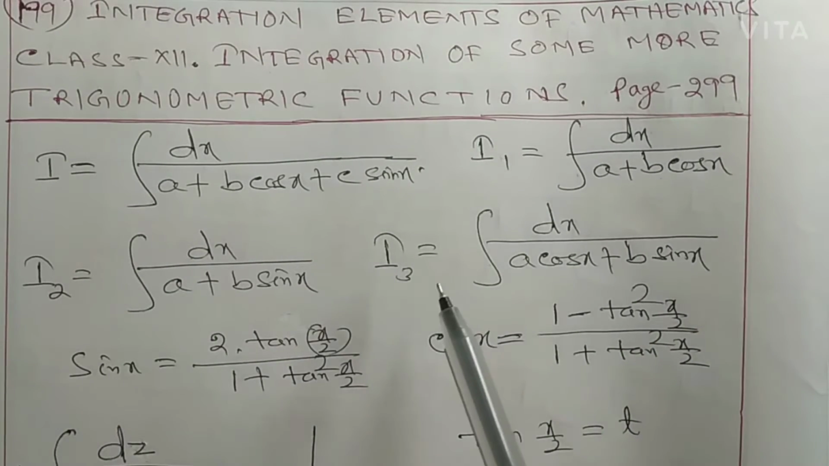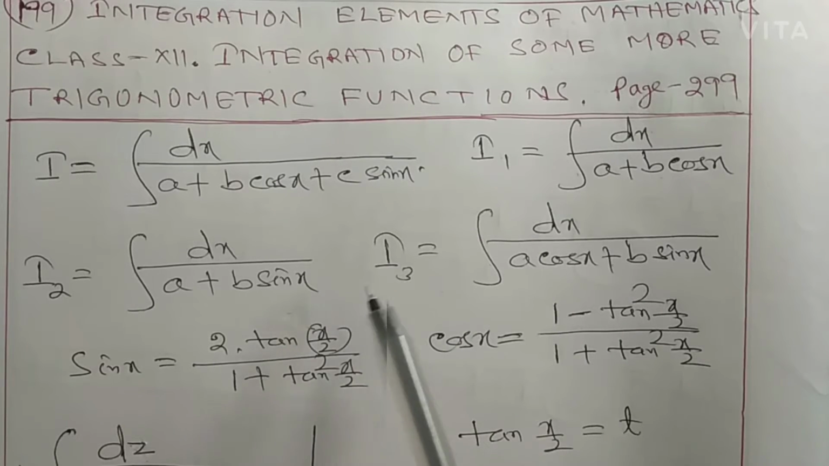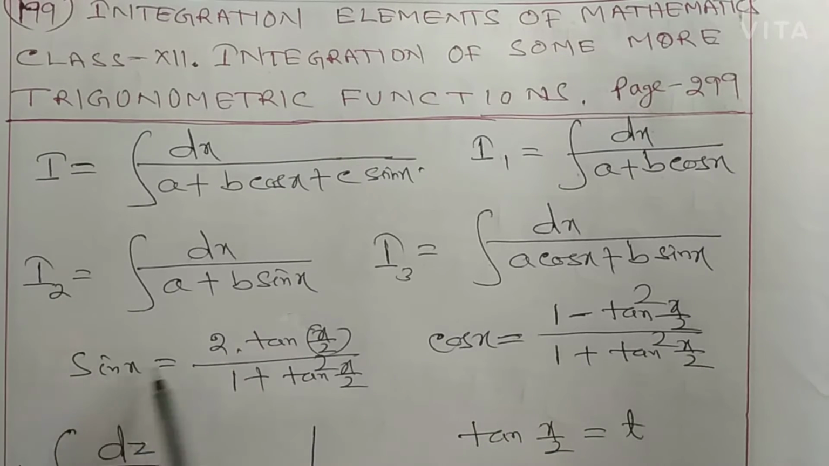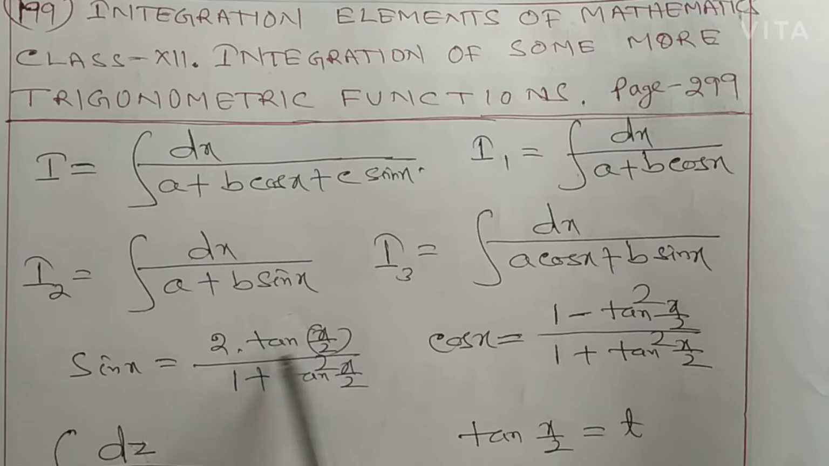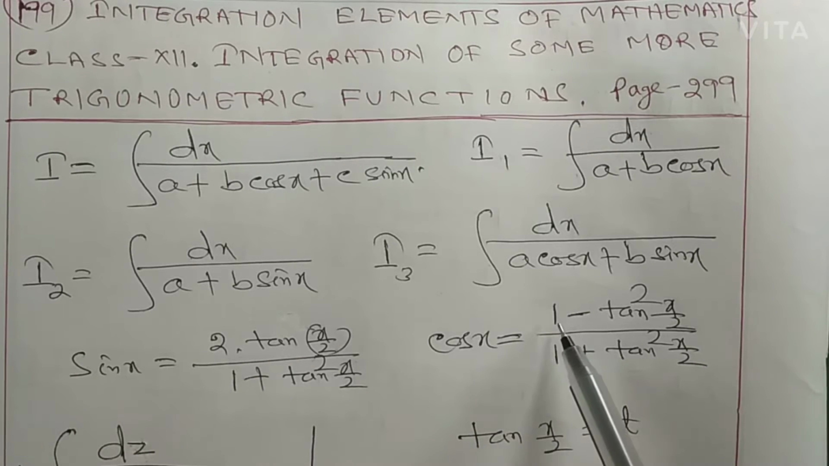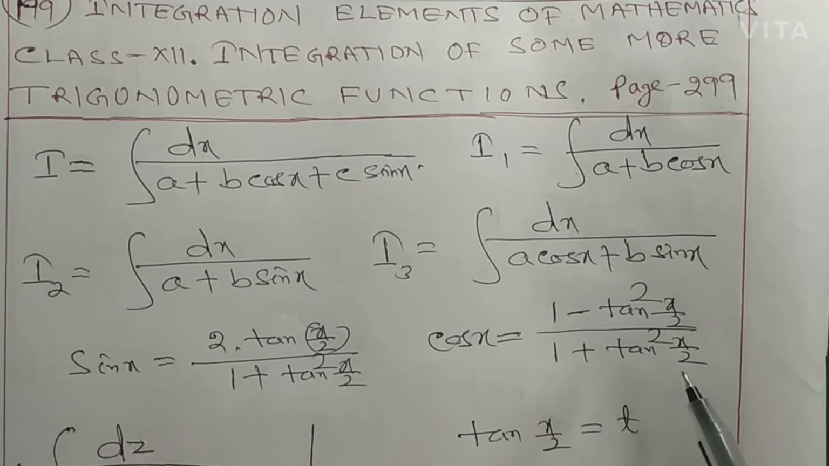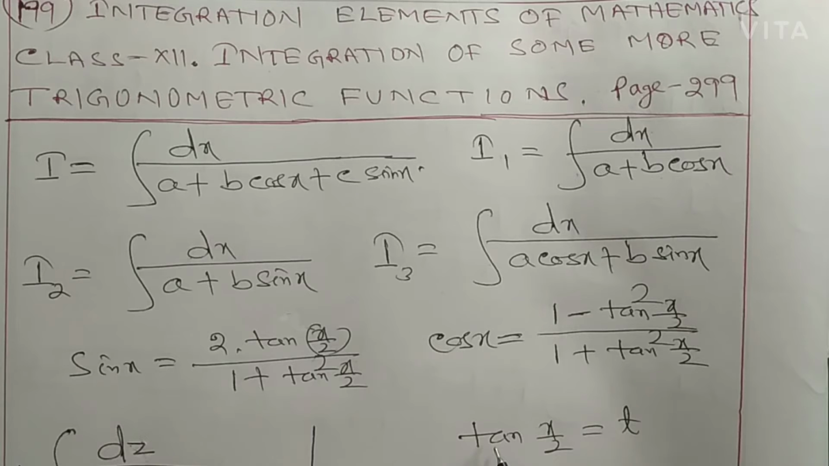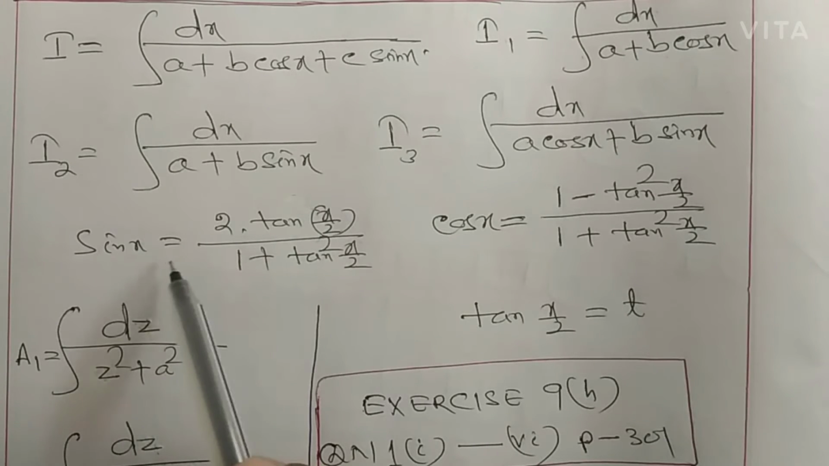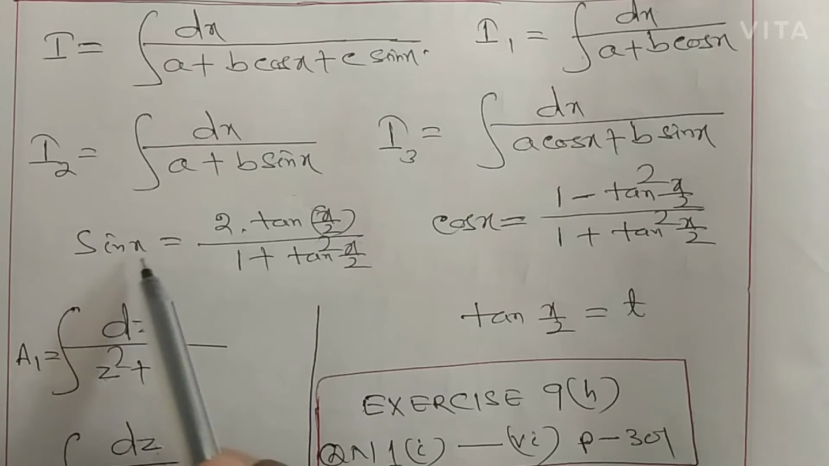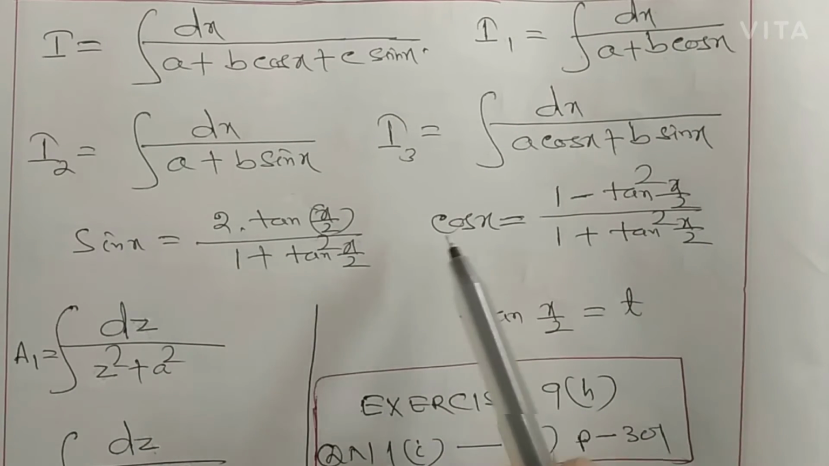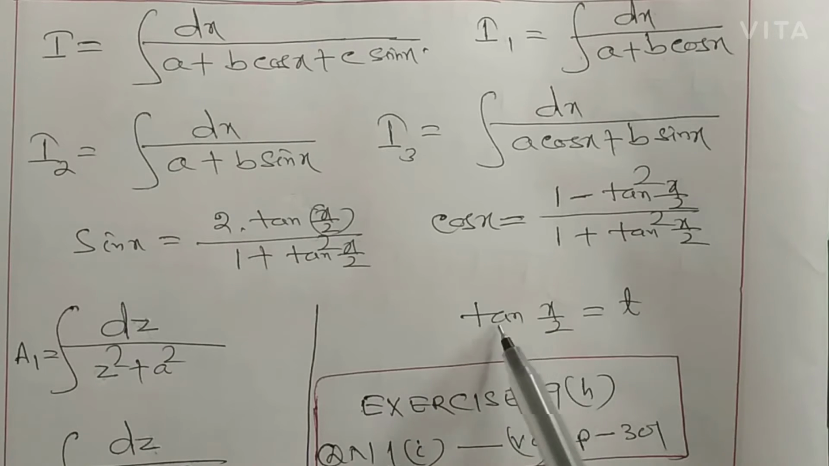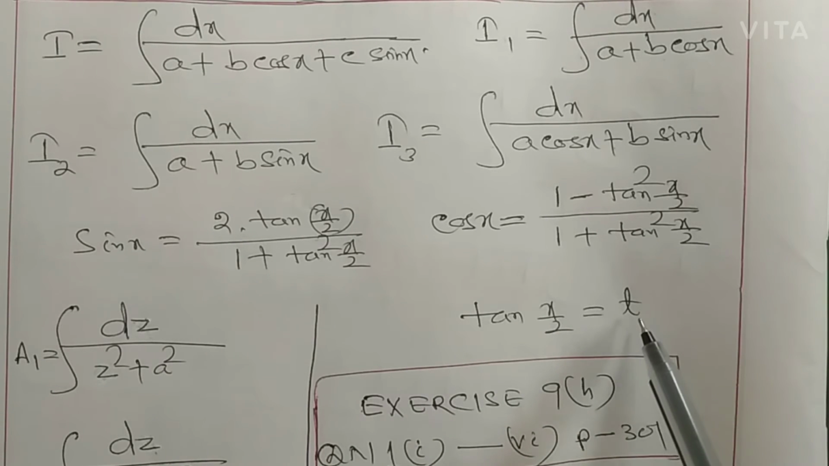In all cases, we use the formula sin x is equal to 2 tan x by 2 by 1 plus tan square x by 2, and cos x is equal to 1 minus tan square x by 2 by 1 plus tan square x by 2. And next, we use tan x by 2 is equal to t. After putting the values of sin x and cos x in the tan x by 2 form, we put tan x by 2 is equal to t.